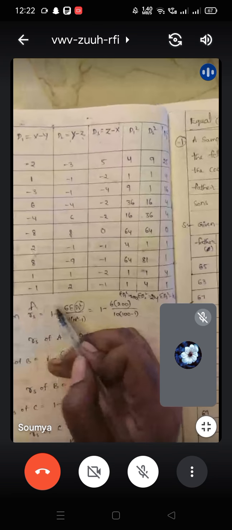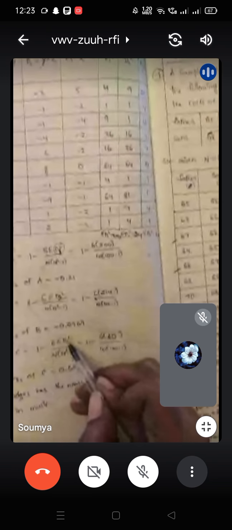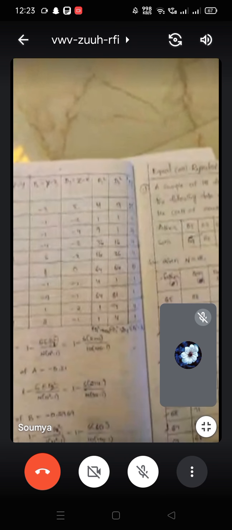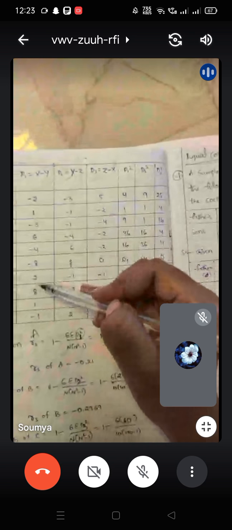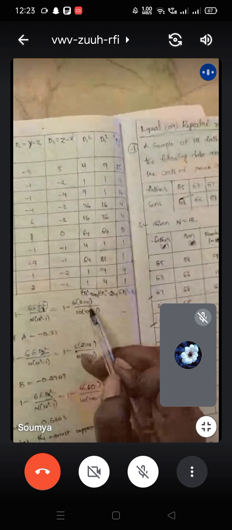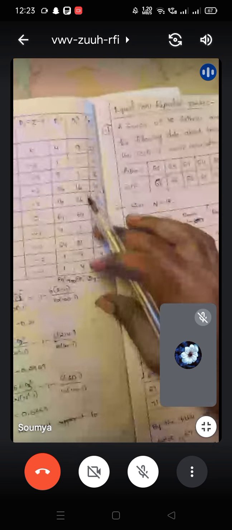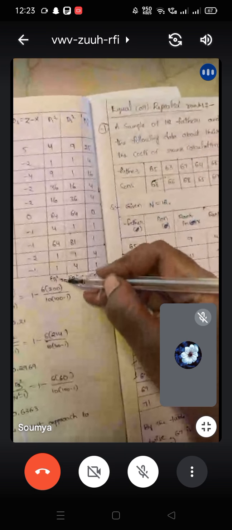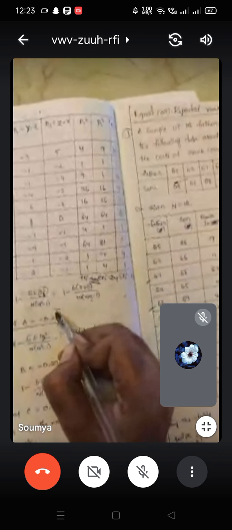Here, for A, you have to consider d1. For B, d2. For C, you have to consider d3, and d3 is nothing but z minus x. So 1 minus 6 into summation d1 square. Summation d1 square is 200, and n into n square minus 1 is 10 into 100 minus 1. So the summation d1 square is 200, and the rank correlation of A we found is minus 0.21.